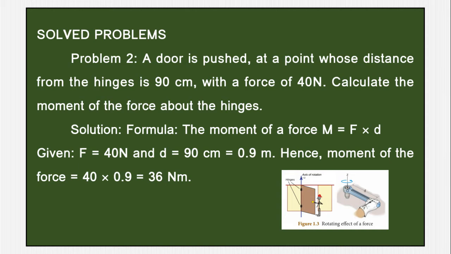Here we have to convert D into meters, which equals 0.9 meters. Hence, the moment of the force equals 40 times 0.9 equals 36 Newton meters. 36 Newton meters, which is the answer.